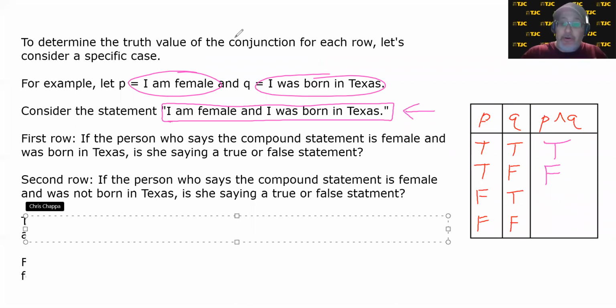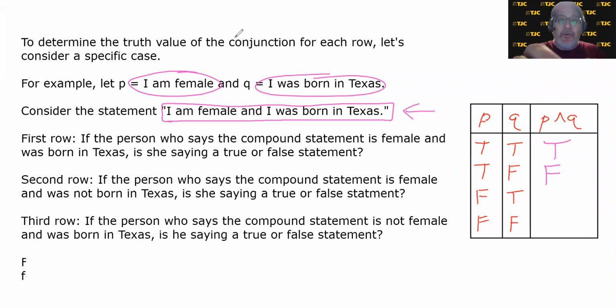All right, let's go to the third row. The third row says the first statement is false and the second one is true. So this statement is false and this one is true. So think of somebody who's not female but was born in Texas. I'm an example of that. I'm not female, I was born in Texas. If the person who says the compound statement is not female and was born in Texas, this guy, if I say this, am I saying a true or false statement? Well, I'm saying a false statement.